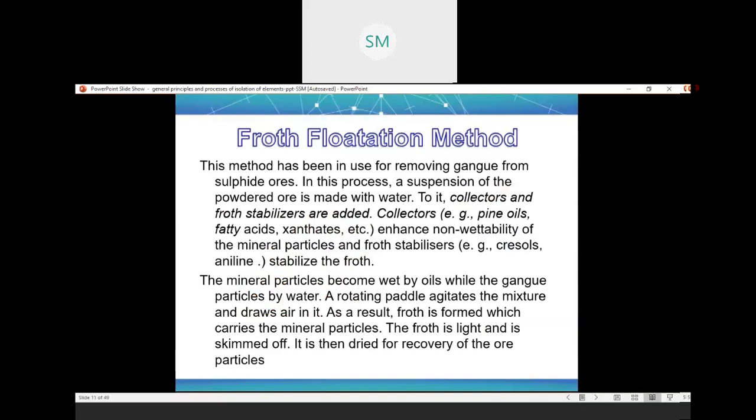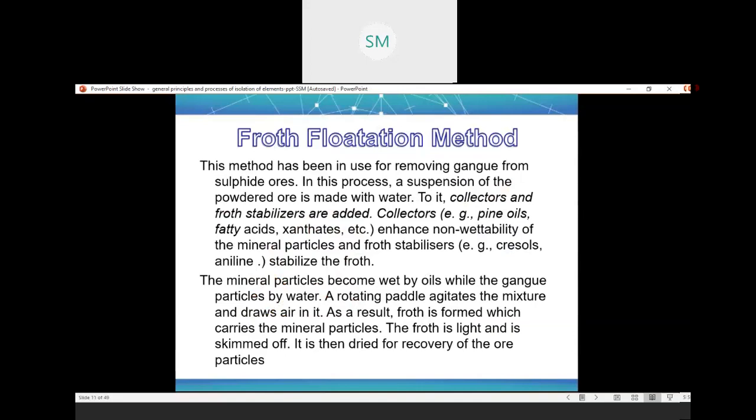Next method is the froth flotation method. This method has been in use for removing gangue from sulfide ores. In this process, a suspension of the powdered ore is made with water. To it, collectors and froth stabilizers are added. Collectors, for example pine oil, fatty acids, xanthates, etc., enhance non-wettability of the mineral particle, and froth stabilizers, for example cresols, aniline, etc., stabilize the froth. The mineral particle becomes wet by oil while the gangue particle is wet by water.